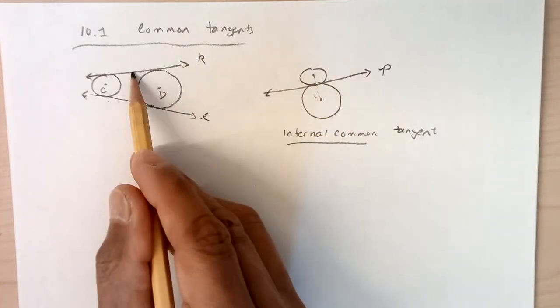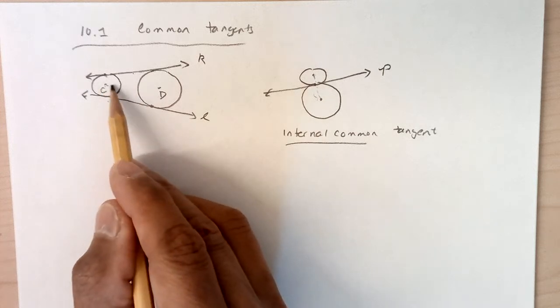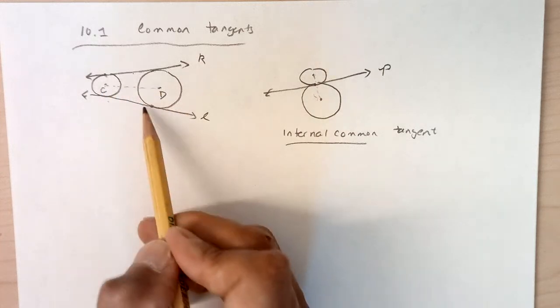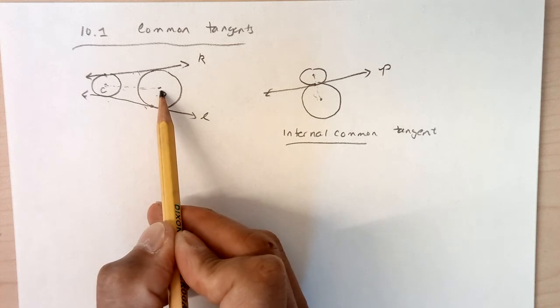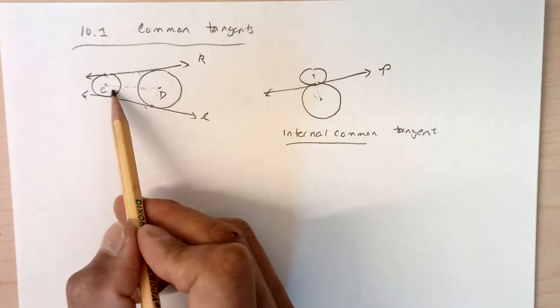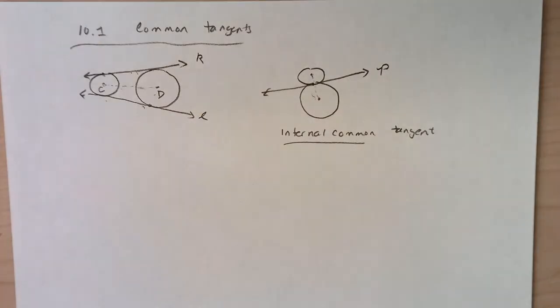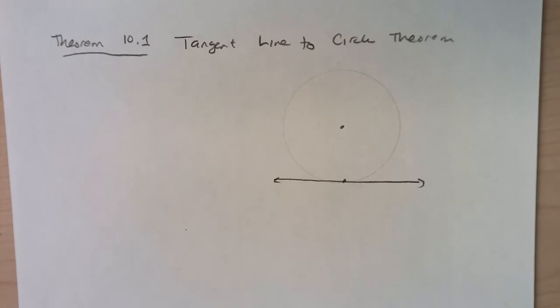Okay, both of these lines right here are external tangents because, one, they're outside the circle, but two, they do not intersect the segment that joins the two centers of the circles. And there's a couple of theorems that go along with circles as well. The tangent line to a circle theorem.